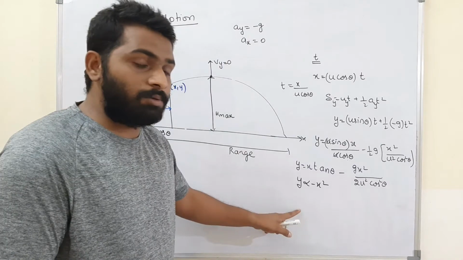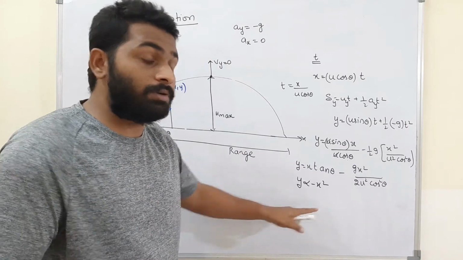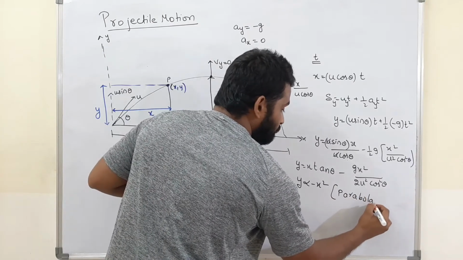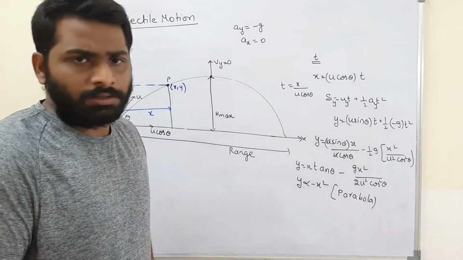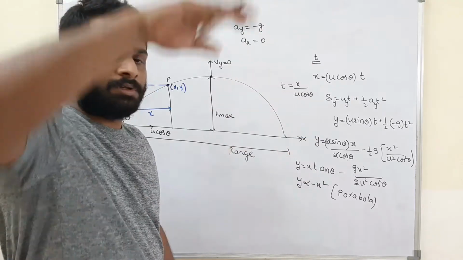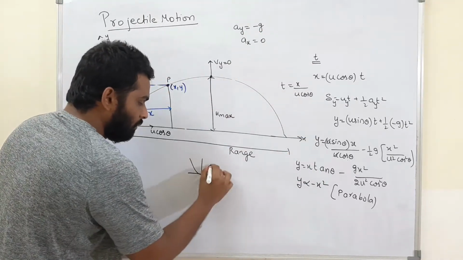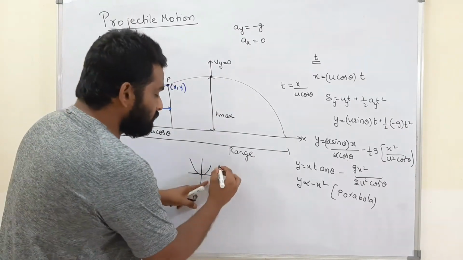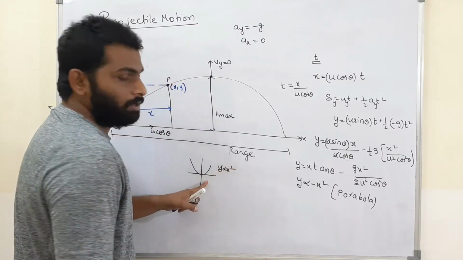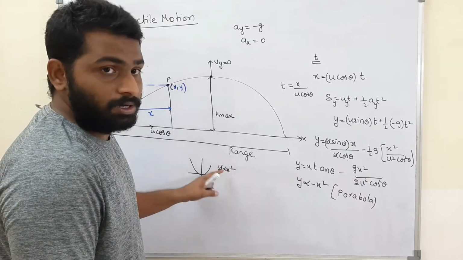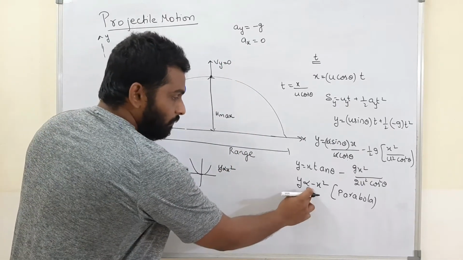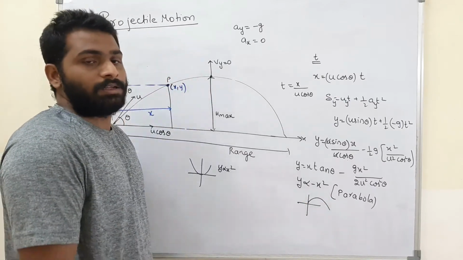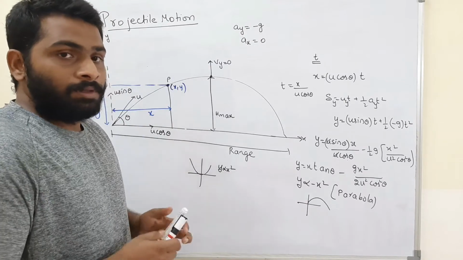Whenever the equation is directly proportional to x square, then what is the graph? The graph is a parabola. And now, one more thing. The parabola has to be upwards, like this. But the parabola is now downwards. Why is it downwards? When the coefficient of x square is positive, then it is upwards. When the coefficient of x square is negative, then it will be downwards. I think it is clear.